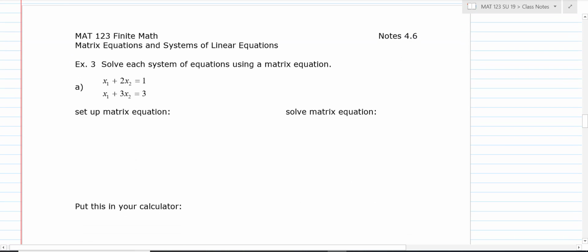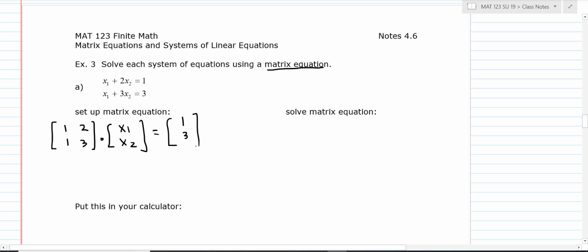Now we're going to try to put this all together, and I'll show you how I want you to do this. We're going to solve this system, but we're going to use matrix equations. We're not going to do reduced row echelon form, Gaussian elimination, or substitution. We're going to do a different method. Start by setting up your matrix equation. You'll have 1, 2, 1, 3 times the variable matrix, x1, x2, equals 1, 3.